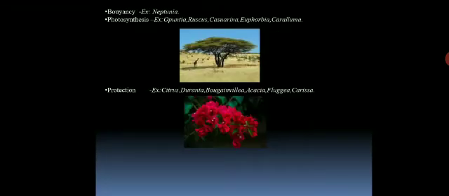Then the next one is buoyancy. Buoyancy is nothing but floating. It is meant for floating. For example, Neptunia is one such plant that has the capacity to float in water.